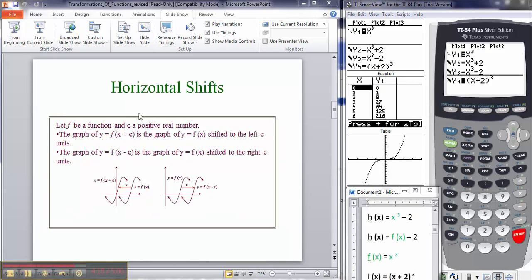Let's now take a look at horizontal shifts. F is a function. If we have y is f of the quantity x plus c, then it's the same thing as the graph of y is f of x, but it's shifted c units to the left. And if it's y is f of x minus c, then the graph of f is shifted c units to the right.